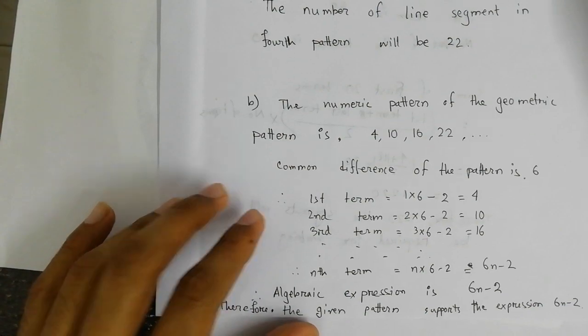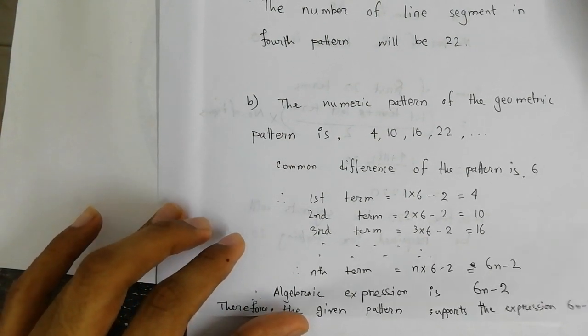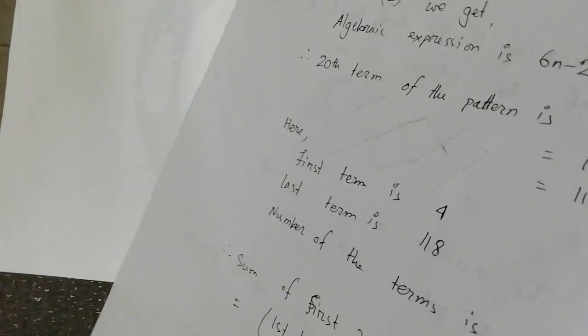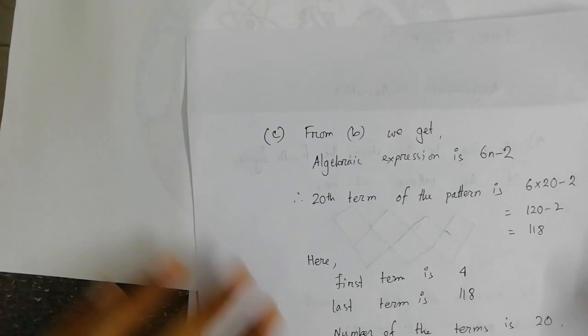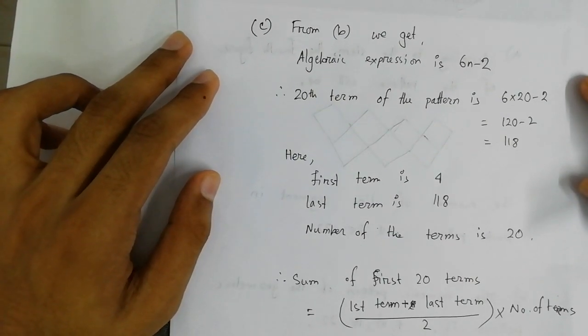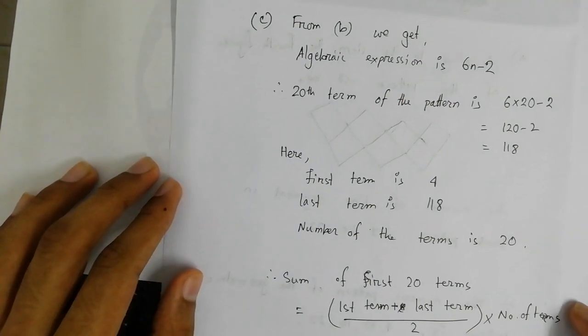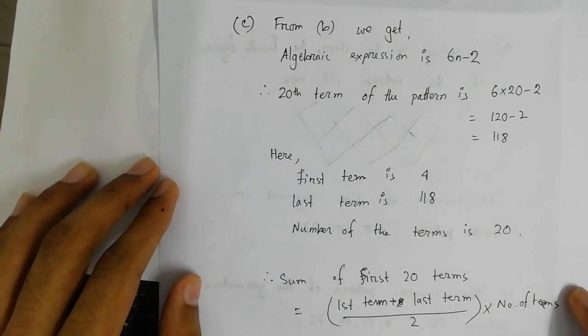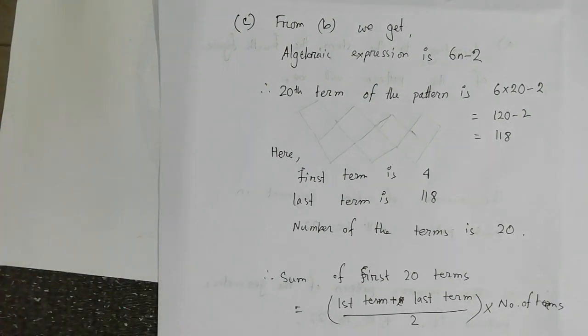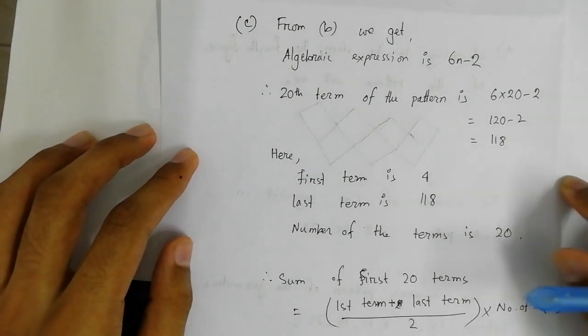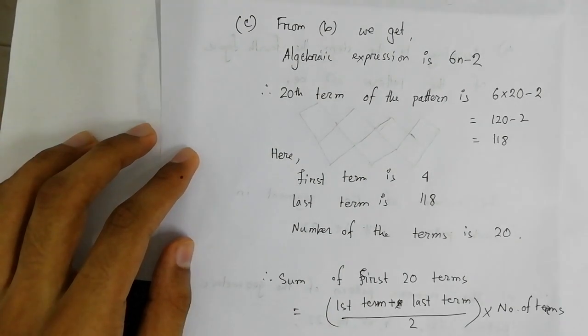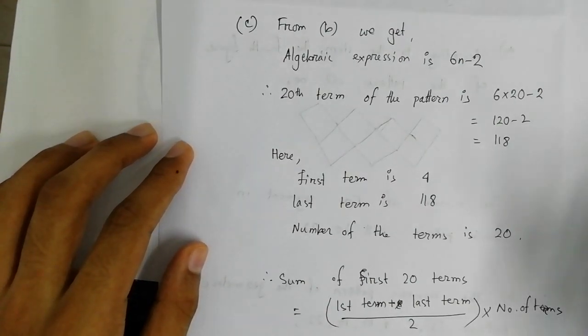In the third question, it is required to find the total number of sticks required to form the first 20 figures. From B we get the algebraic expression 6n minus 2, from which we can say that the 20th term of the pattern is 6 into 20 minus 2, which is 118. Here the first term is 4, the last term is 118, and the number of terms is 20.